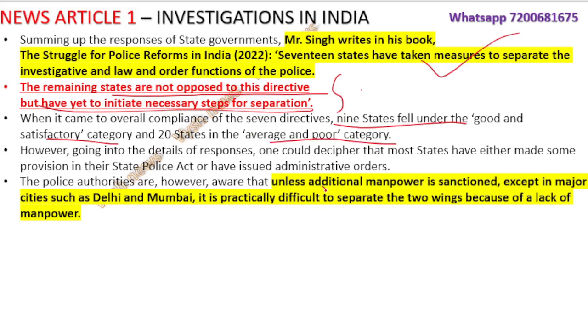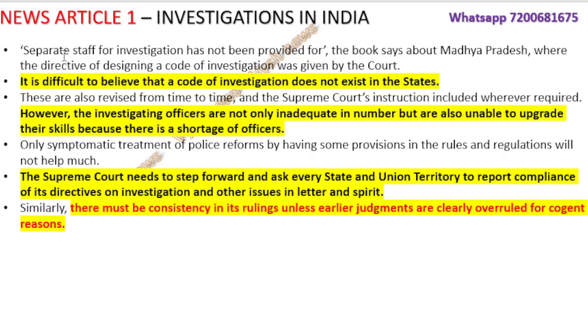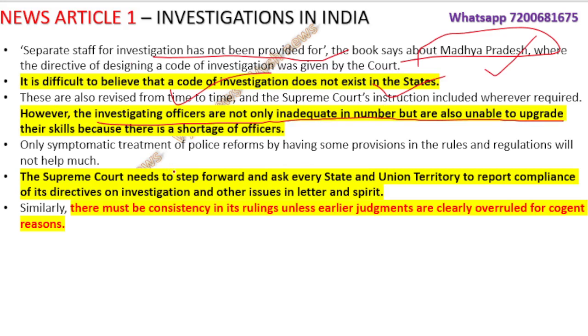Again, unless additional manpower is sanctioned, except in major cities like Delhi and Mumbai, it is practically difficult to separate the 2 wings because of the lack of efficient manpower. Separate staff for investigation has not been provided, as the book says about Madhya Pradesh. So it is difficult to believe that the code of investigation does not exist in the states. Meaning everybody wants it and still it's not being implemented. It's very difficult to believe why it's not happening. However, the investigating officers are not only inadequate in number, but also unable to upgrade their skills. The same point again he is telling, this is the conclusion also.